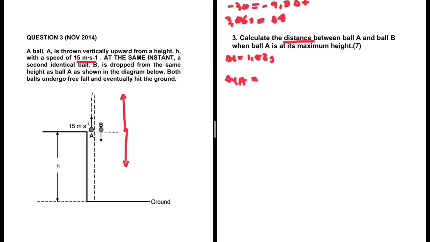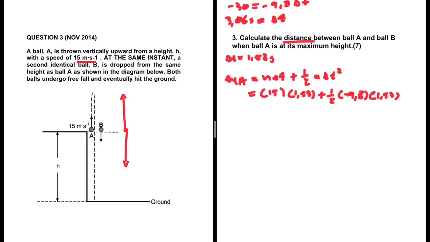The displacement of ball A will be equal to Vi delta t plus a half acceleration delta t squared. So what is the initial velocity of ball A? That is 15 meters per second, with the positive sign, if we take up as positive. Delta t is 1.53, plus 1 divided by 2, the acceleration is minus 9.8, delta t is 1.53, and we square that. This is equal to 11.48 meters upwards, right? As we can clearly see.